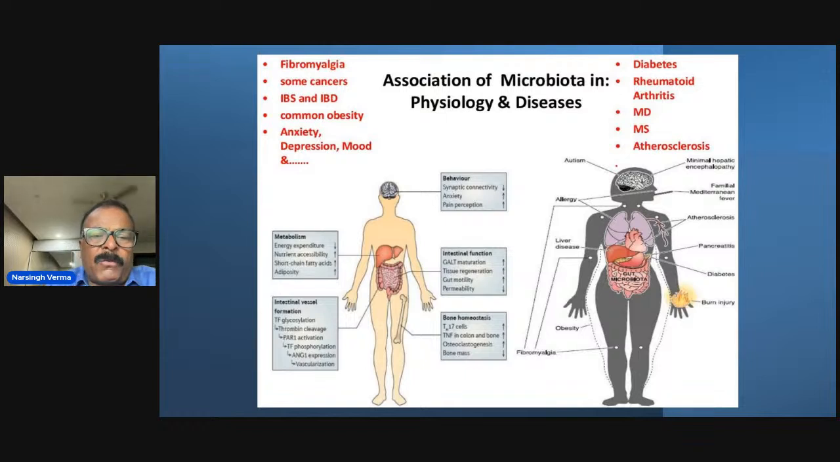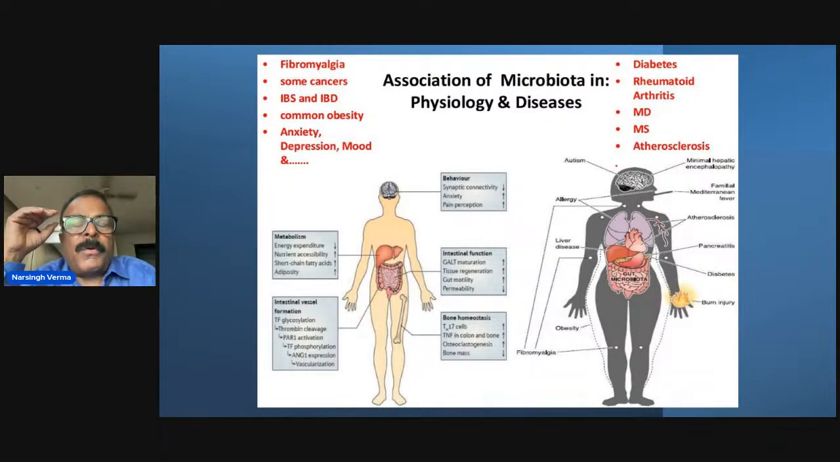The diseases which have been found associated with microbiota in physiological condition and also in disease condition are described here. Various diseases like fibromyalgia, diabetes, rheumatoid arthritis, atherosclerosis, anxiety, depression, obesity, IBS and IBD, gut problems, motility related changes, and some types of cancers have been found associated with the number of these microbes, the gut microbiota. Their constitution and functions are going to affect various conditions and diseases as well.